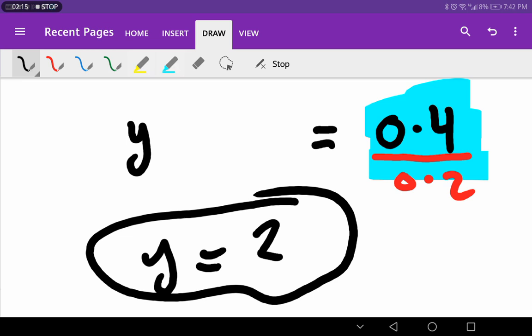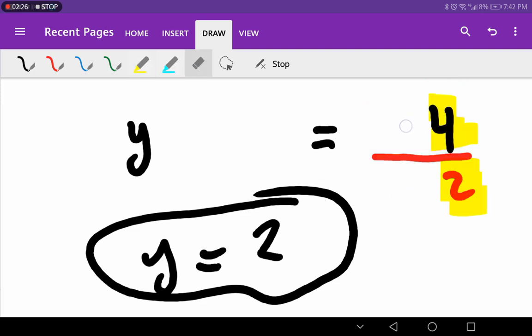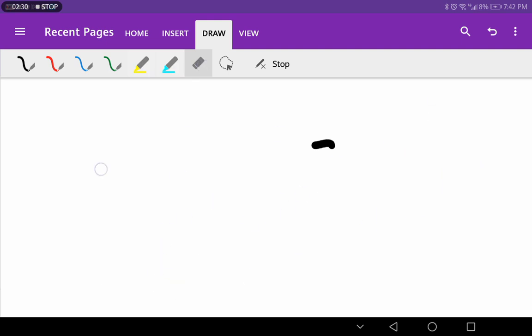Okay, my dear student. Teacher, there is a decimal point here. If you have the same number of digits after the decimal point, you ignore the decimal point, my dear student. Okay, are you happy now? I hope so. Now let us move to this equation.